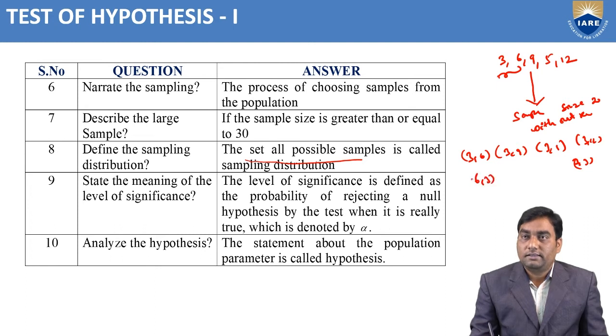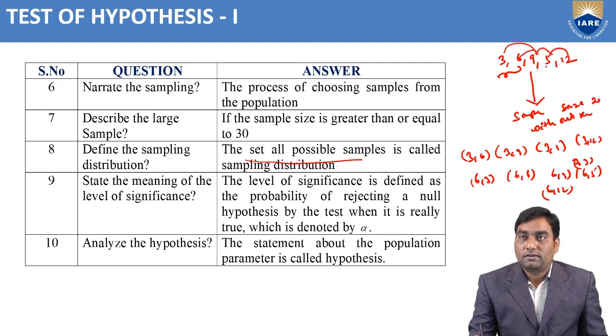6, 3; 6, 9; 6, 6; 6, 5; 6, 12; like that. 9, 3; 9, 6; 9, 9; 9, 5; 9, 12. Next 5, 3; 5, 6; 5, 9; 5, 5; 5, 12. Last 12, 3; 12, 6; 12, 9; 12, 5; 12, 12.